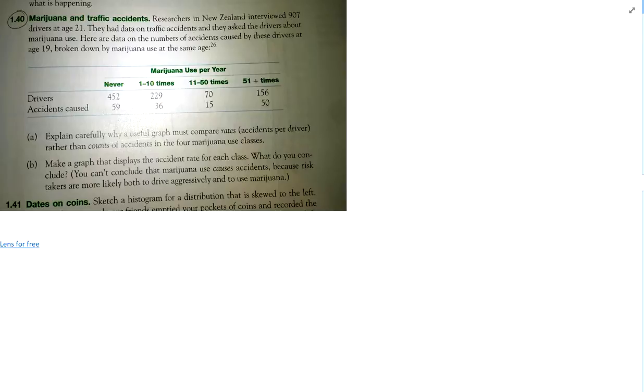Marijuana and traffic accidents. Researchers in New Zealand interviewed 907 drivers at age 21. They had data on traffic accidents and asked the drivers about marijuana use. Here's the data on the number of accidents caused by these drivers at age 19, broken down by marijuana use at the same age. So we've got the drivers, marijuana use per year, and accidents caused for the same drivers. Explain why a useful graph must compare rates, that is accidents per driver, rather than the counts of accidents.